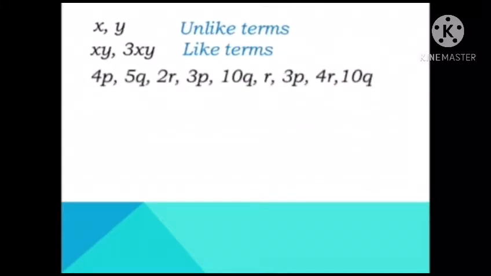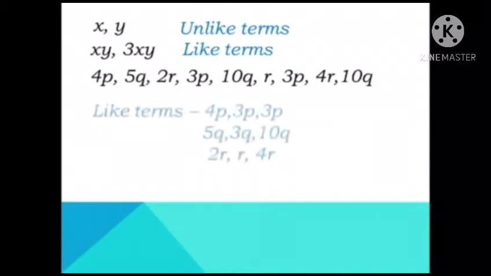So next one, 4p, 5q, 2r, 3p, 10q, r, 3p, 4r, 10q. Like this, it will be mingled and given together. You have to take and write the like terms. Here the variables are p, q, r. Yes, three different variables are there. So for p, we have to take and write the like terms. For q, we have to take and write the like terms. For r, we have to take and write.